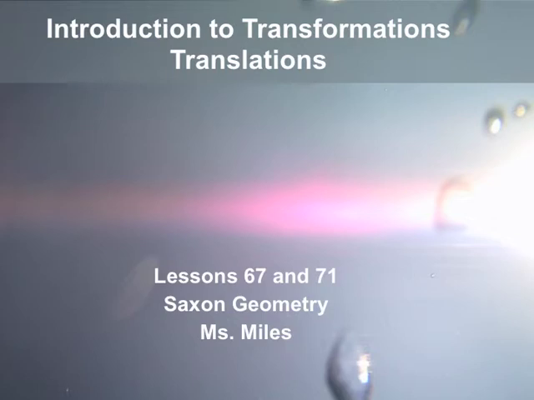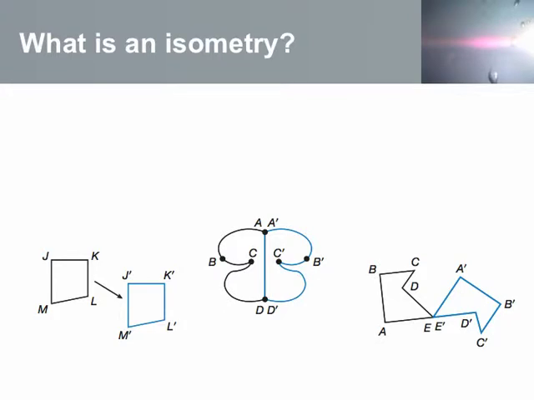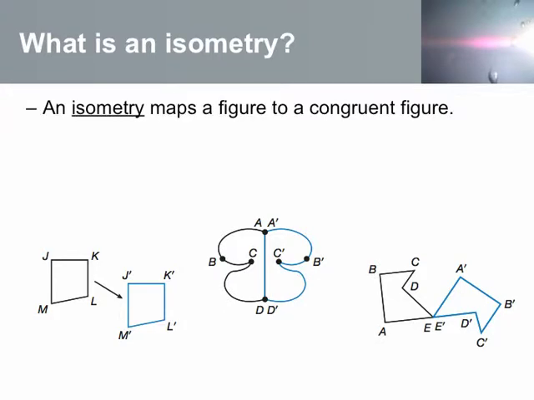Today we're going to look at transformational geometry, and we'll end our discussion with specifics on translations. First, let's consider what is an isometry. An isometry maps one figure to a congruent figure.